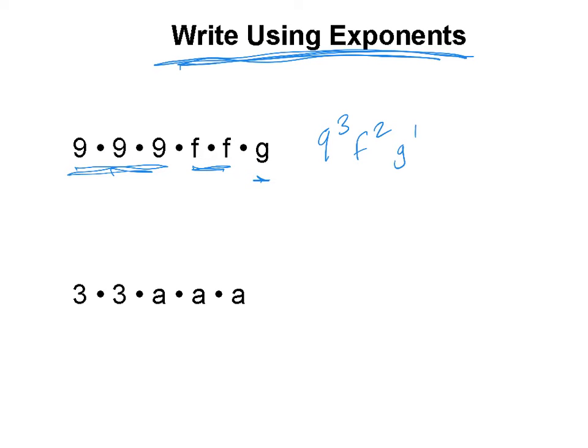You don't have to put a 1 next to the g. You could. It wouldn't be technically wrong to do that. You can just put g, because remember g means g to the first power, okay? So that would be the answer to this one. Don't even have to solve it or anything because it just wants you to write it using exponents.